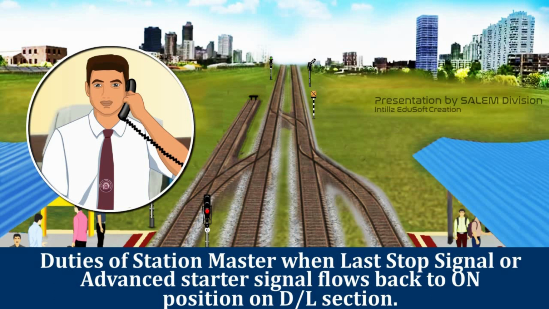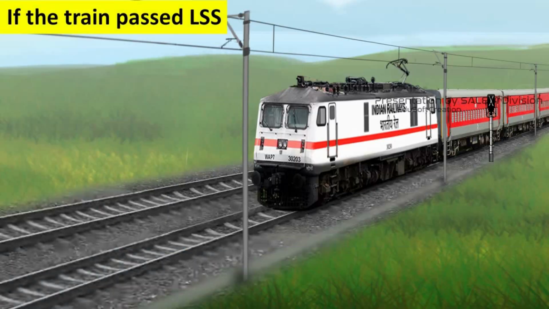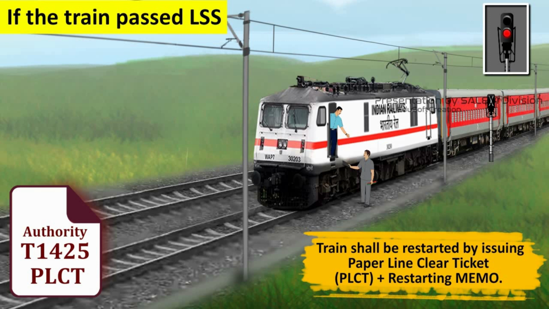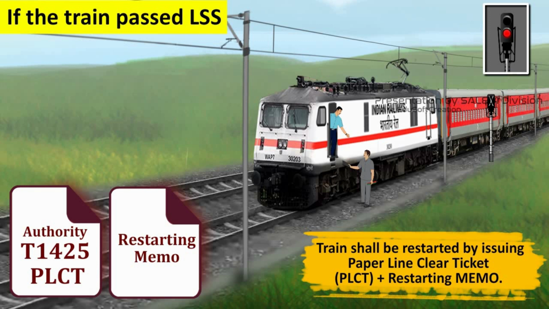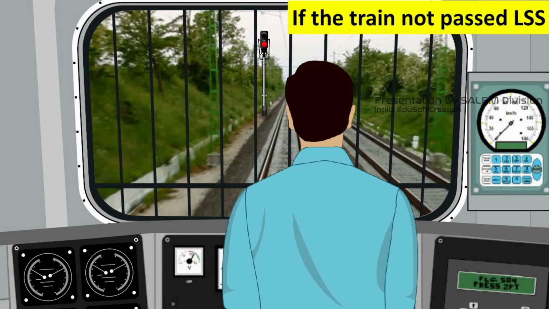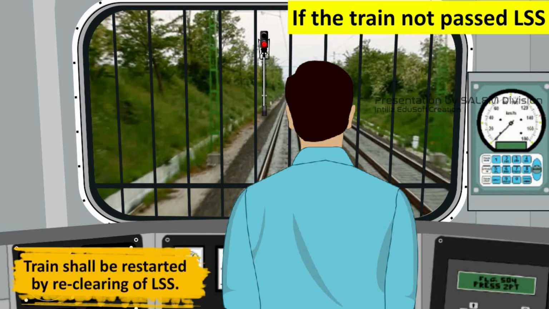Now let's see the duties of station master when last stop signal or advanced starter signal flows back to on position on double line section. If the train stopped after passing the last stop signal, then the train shall be restarted by issuing paper line clear ticket, that is PLCT, with restarting memo. If the train stopped before the last stop signal, then the train shall be restarted by re-clearing of last stop signal.